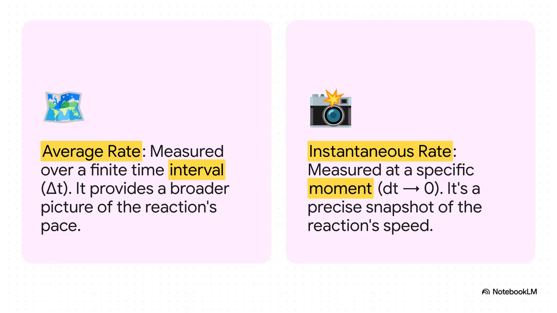So, what's the bottom line here? Think of the average rate like the highlight reel of the entire movie. It gives you the overall story. The instantaneous rate, though? That's the super slow-motion, frame-by-frame snapshot of a single critical moment. They both tell us something incredibly important, just from totally different perspectives.